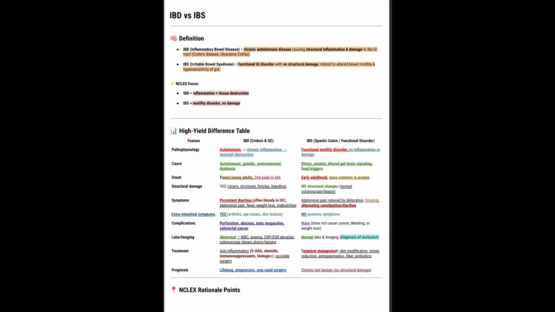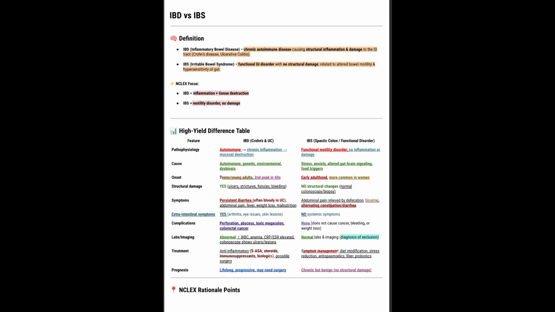First of all, the pathophysiology. IBD is an autoimmune inflammation causing damage, while IBS is a functional motility disorder which does not cause any structural damage. Causes: stress is the main factor in IBS, that is stress, anxiety, altered gut-brain signaling, and food triggers contribute to IBS, while in IBD, autoimmune, genetic, and environmental factors contribute.